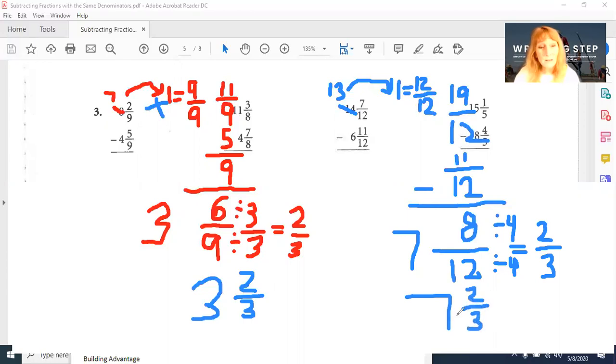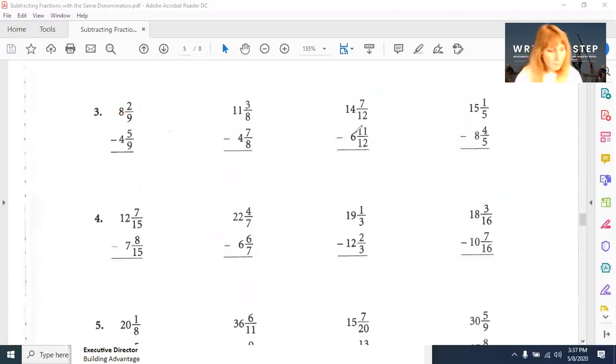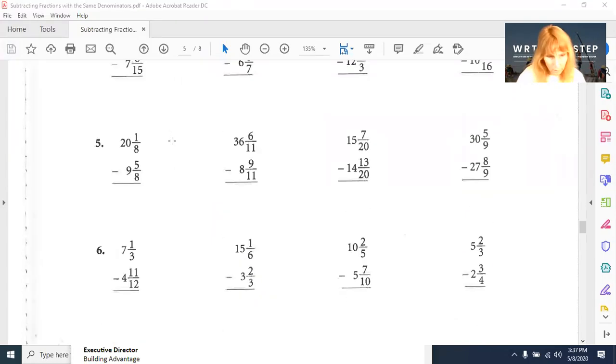So that's the final answer. So that's borrowing with fractions. Okay, I'll give you a minute and pause if you need to. I'm going to clear drawings. Okay, clear my drawings. Let's go on to try, let's see if we get in.